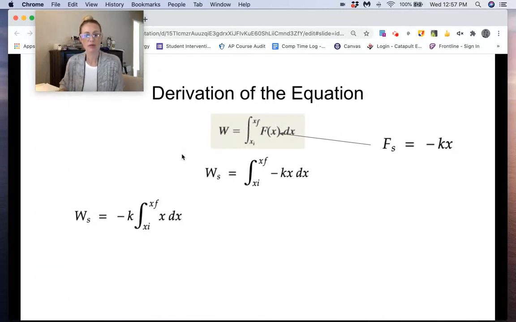So remember, when we take the integral, we add 1 to the exponent and then divide by that number. So the exponent is an imaginary 1. I'm going to add 1 to that, so 2, and then I'm going to divide the number in front of x by 2. So 1 divided by 2. So we end up getting negative k, which was our constant out here, times 1/2 x squared, and then we're taking this from x initial to x final.